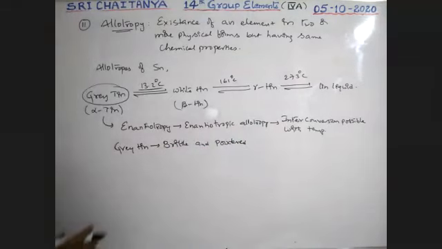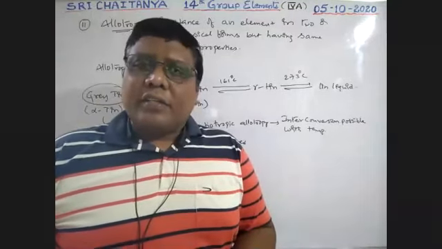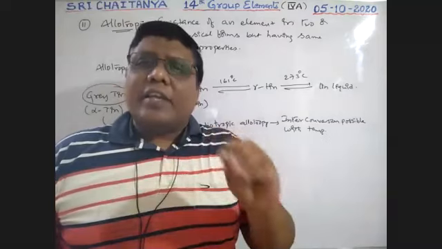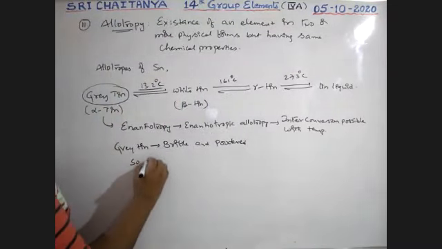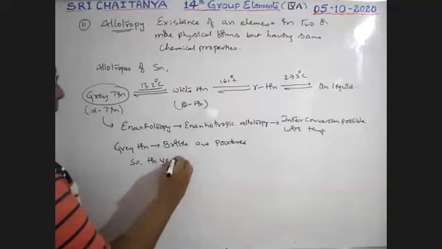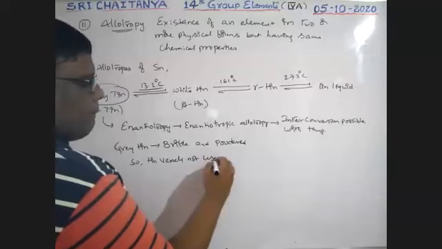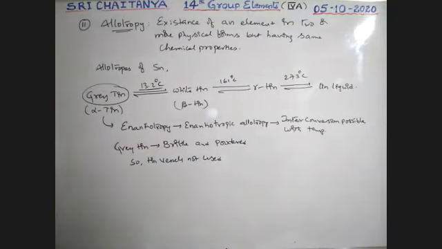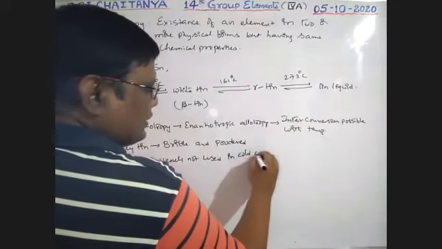Tin is brittle and turns to powder. Because of these two situations, tin vessels are not used in cold countries.